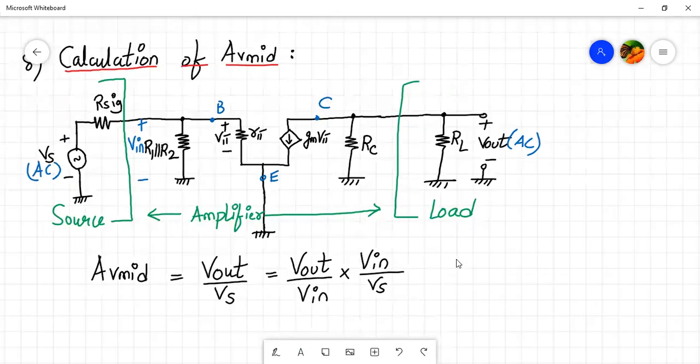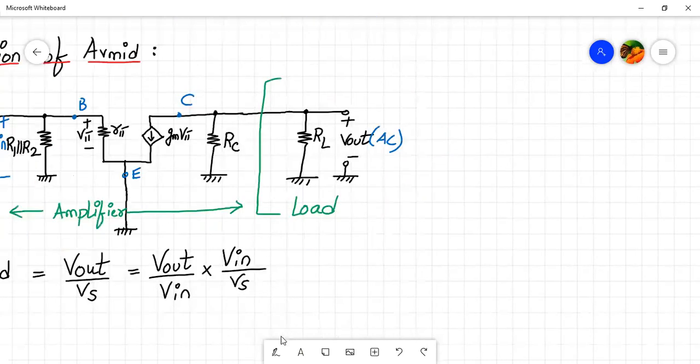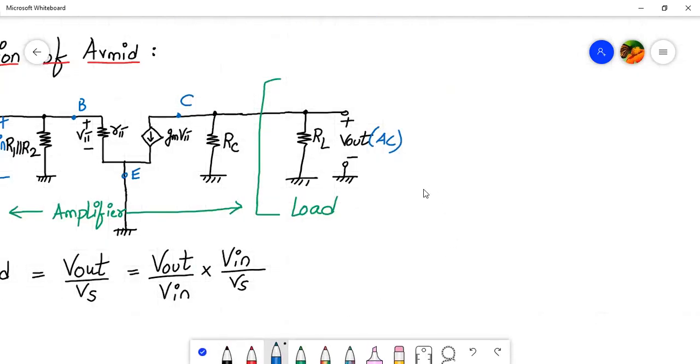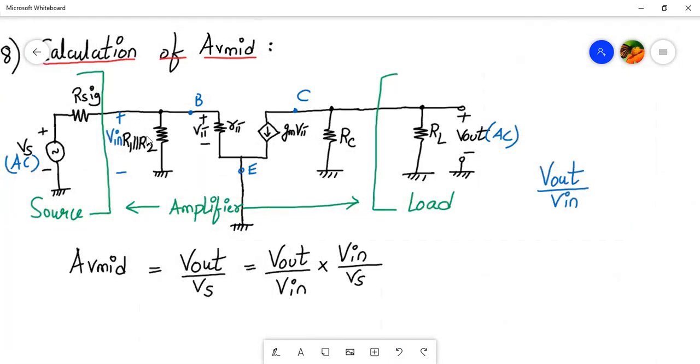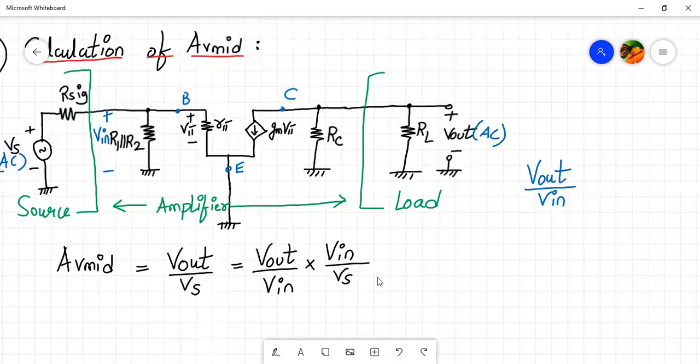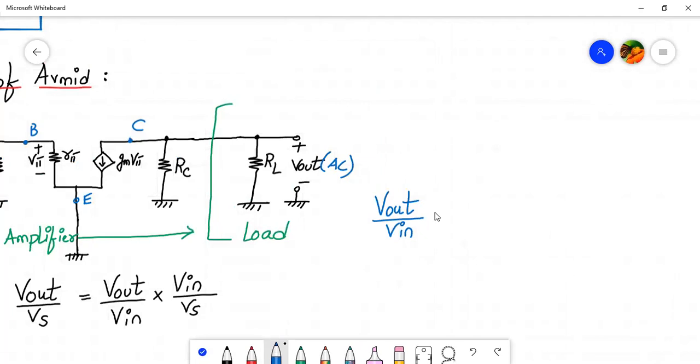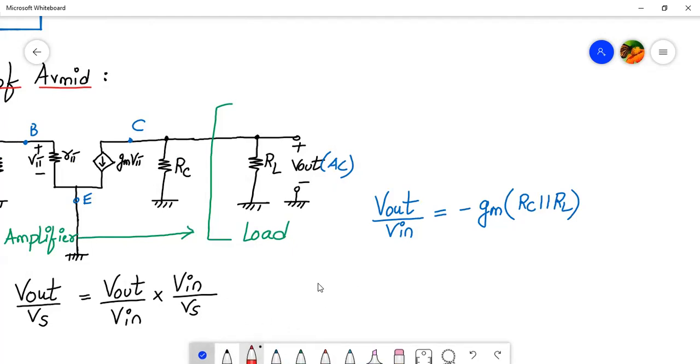Now, if you look carefully over here, V out upon V in can be easily calculated. How? See, V in is the voltage applied to the base terminal, right? V in is parallel to V pi, right? It's very evident. So V out upon V in, we already know it for the common emitter amplifier. Its formula is given by minus GM into RC parallel to RL. Okay, let's see how we got it. I know that you all know about it, but let's discuss this in brief.